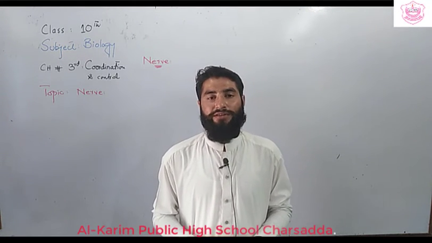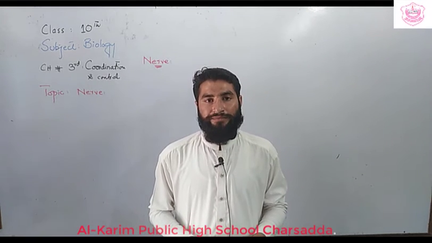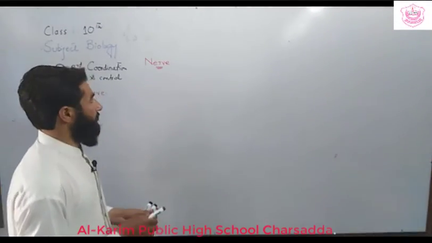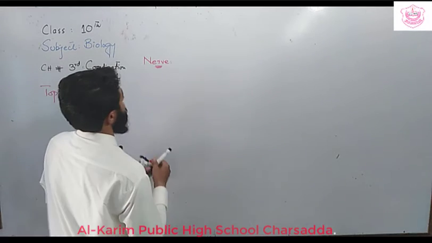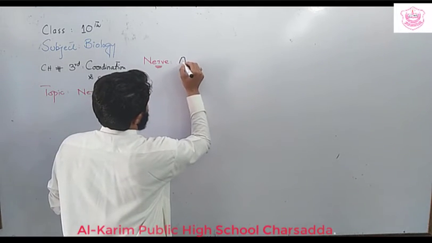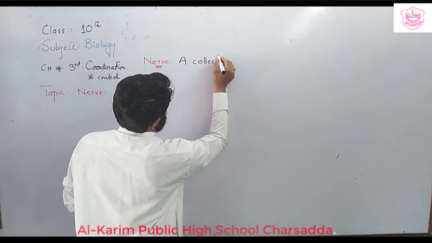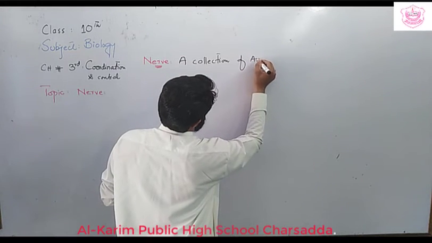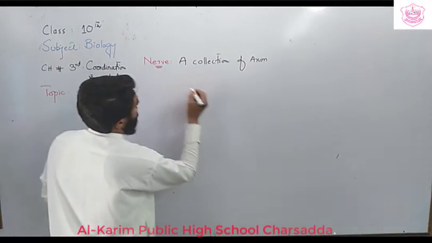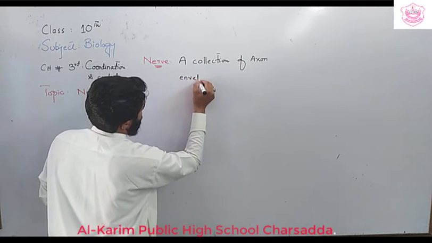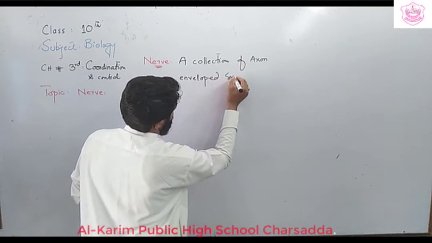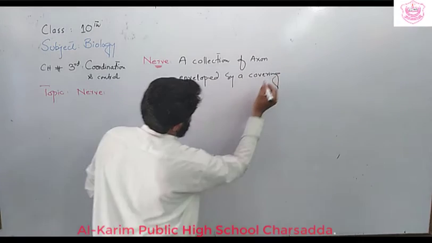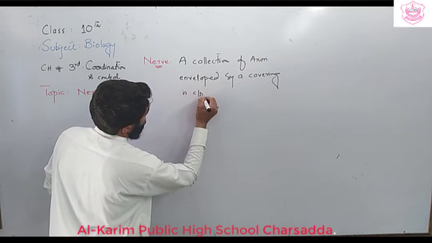All of you know that in the previous class we discussed the neuron, and today we discuss nerve. Okay, first coming toward the definition of nerve: a collection of axons enveloped by a covering is called a nerve.